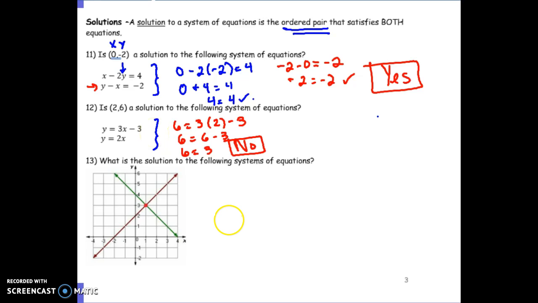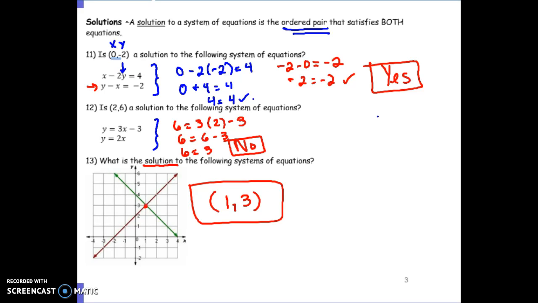All right, and then finally, number 13, it says, what is the solution to the following system of equations? Well, this is actually very easy. It's really checking to understand that you understand that a solution is the intersecting point. So the solution to the following system would be the ordered pair (1, 3). There's your answer. You don't need to figure out the equations of the lines. All you need to do is identify the ordered pair.